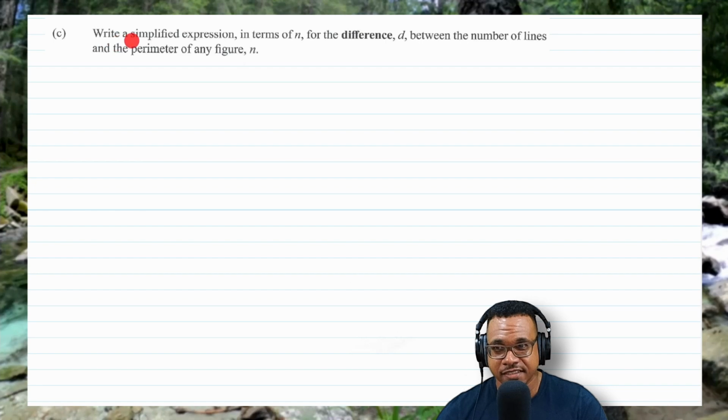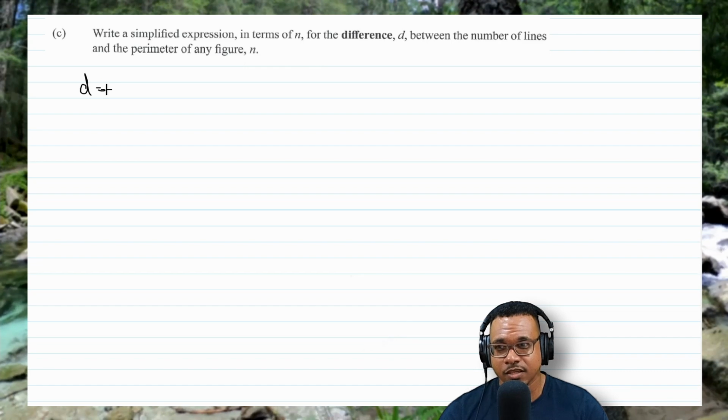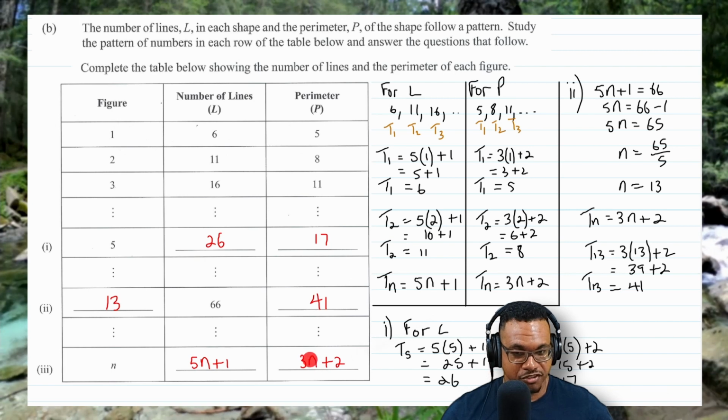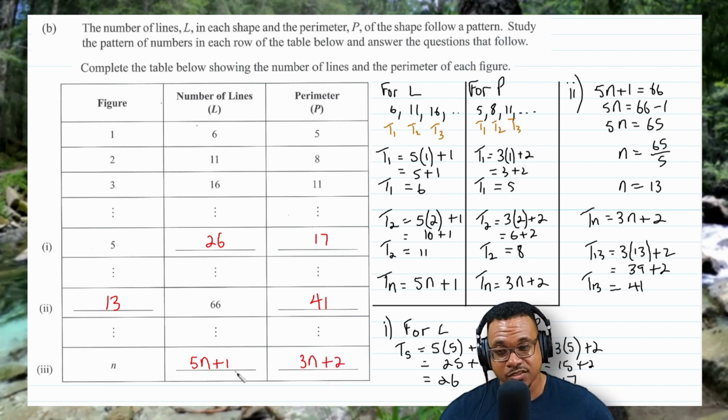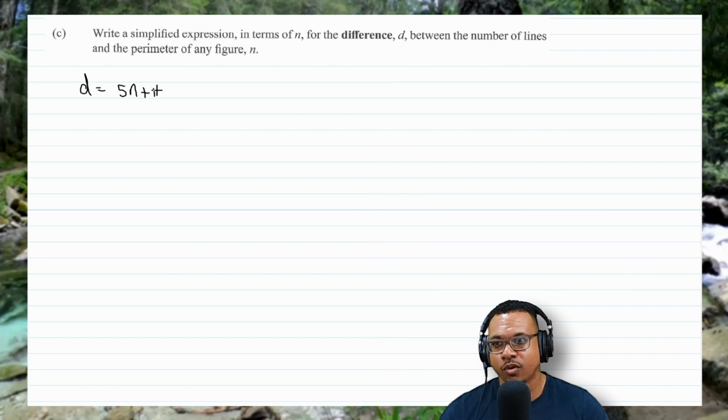So now for part C, we want to write a simplified expression in terms of n for a difference d between the number of lines and the perimeter of any figure n. So what we're going to say here is that d is equal to the difference between the number of lines and the perimeter. And the general formula for the number of lines is 5n plus 1, and the general formula for the perimeter is 3n plus 2. So d is going to be equal to 5n plus 1, take away this 3n plus 2.